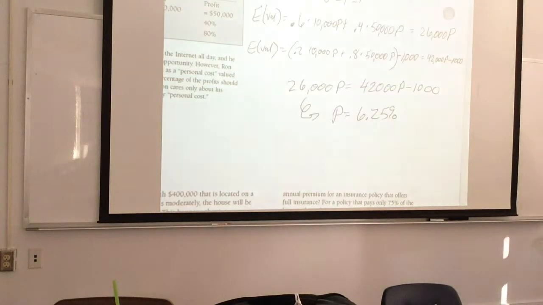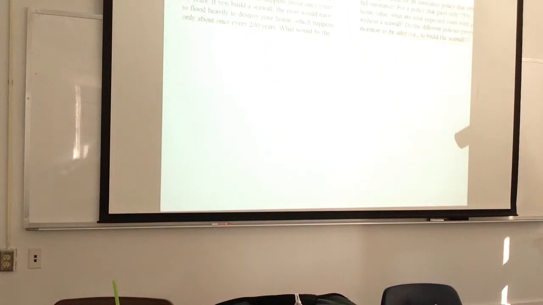Okay, so let's look at this last one then. Got a little insurance problem. So you own a house, $400,000, that's located on the river. If the river floods moderately, the house will be completely destroyed. This happens about once every 50 years. If you build a seawall, the river will have to flood very heavily to destroy your house, which happens about once every 200 years. What would be the annual premium for an insurance policy that offers full insurance?